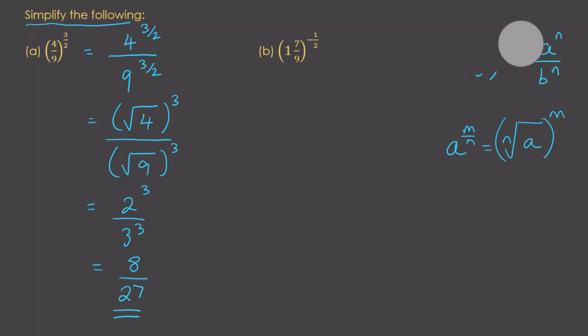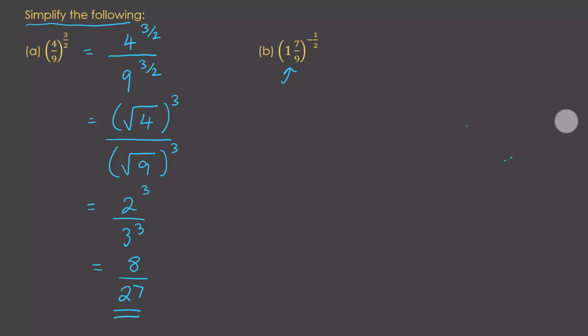Now, when we have a mixed number, as we do here, it's always a good idea to write it as an improper fraction. So 9 times 1 is 9, add 7 is 16. So this is 16 over 9 to the negative half.